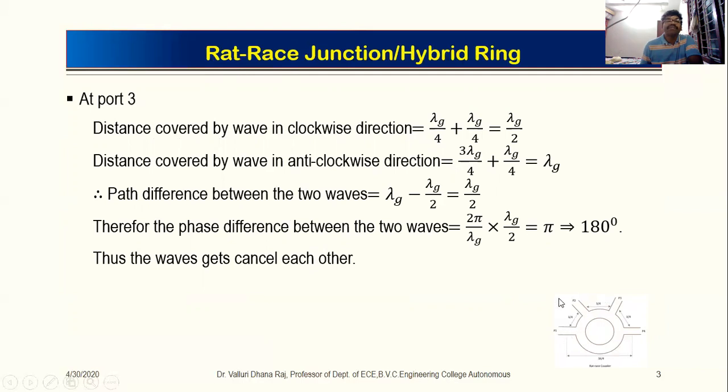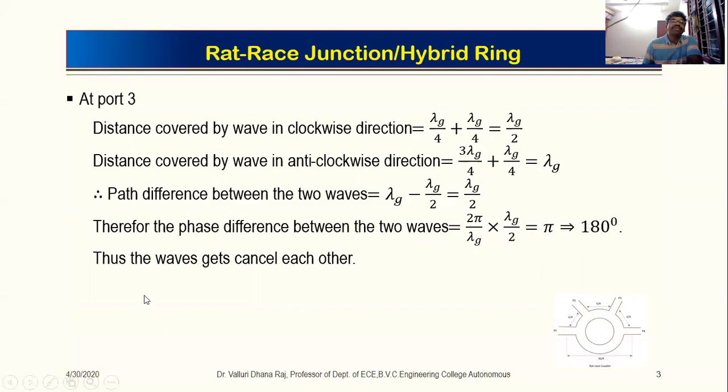What about the anti-clockwise direction? The distance covered by the wave in the anti-clockwise direction is 3 lambda g by 4. Lambda g by 4 means if both are added, it is becoming lambda g. What is the path difference between the clockwise and anti-clockwise signals at port 3? It is lambda g minus lambda g by 2, which is nothing but lambda g by 2. Therefore, the phase difference between the two waves is 2 pi by lambda g into lambda g by 2, which is equivalent to pi, which is nothing but 180 degrees.